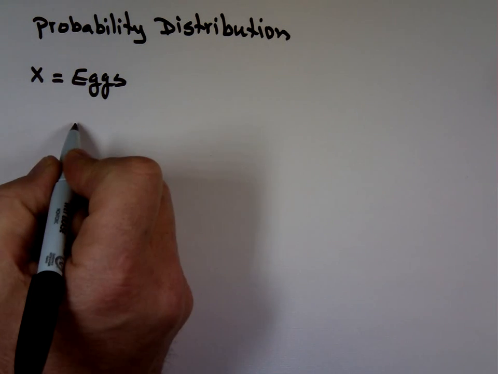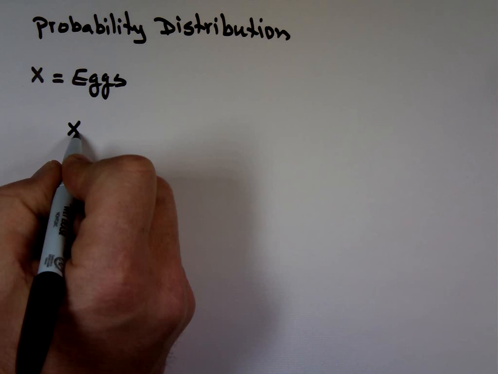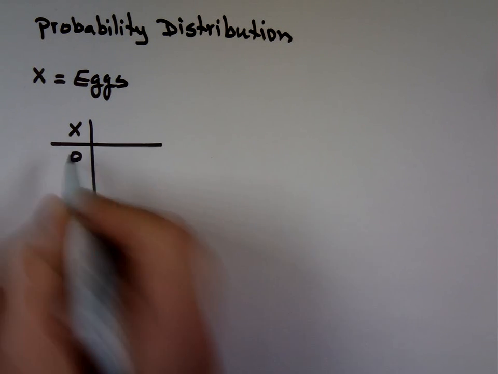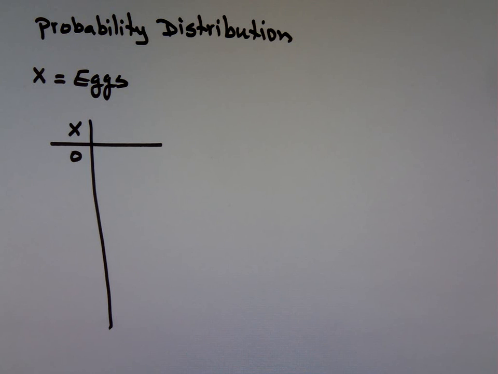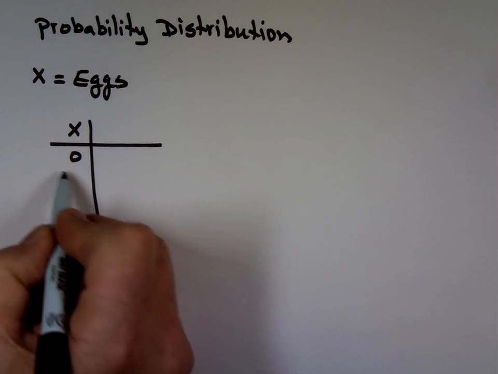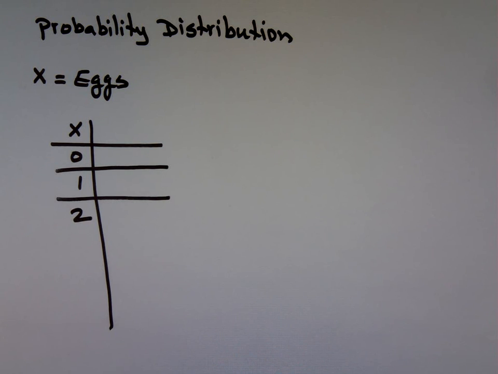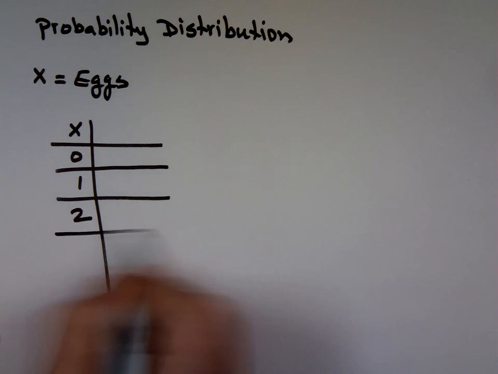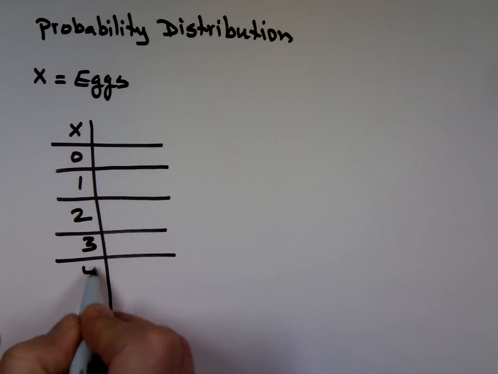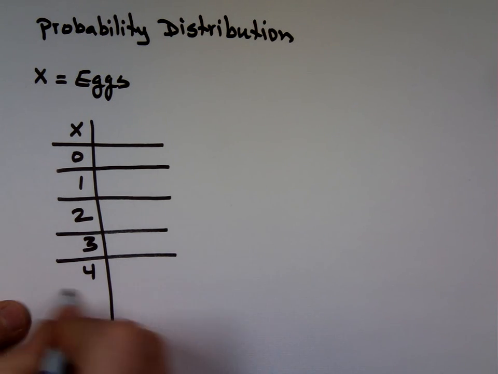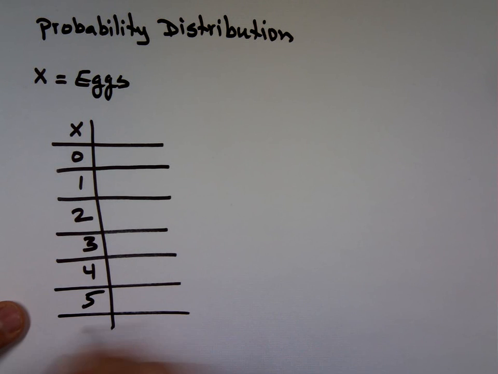Could some of you have 0 eggs? I didn't have any eggs this morning, so I had 0 eggs for breakfast. It's possible. 1 egg, 2, 3, 4. Anyone had more than 4 eggs today? Hope not. Your cholesterol will be too high. But usually 5 and 6, whatever.